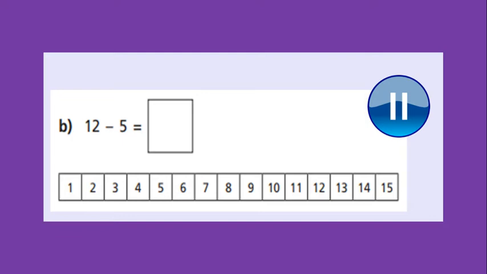What number do you need to start on? What number have you been given to start with? How many jumps back? How many do you need to take away? And then what do you land on? What is your answer? Pause the video, work it out, and we will check on the next slide.